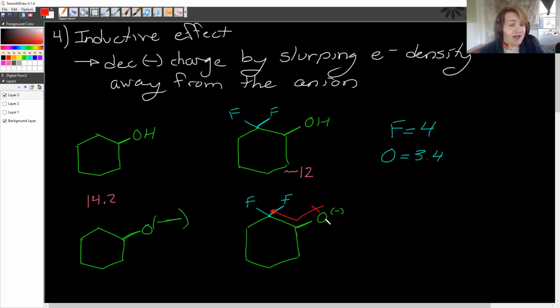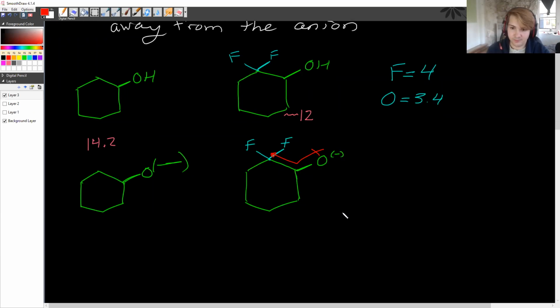Now, once again, if you decrease that negative charge, it means the base is less likely to take that proton back, which means you're making a more stable conjugate base, which means it's a weaker conjugate base, which means it's a stronger acid. So once again, it all comes full circle.